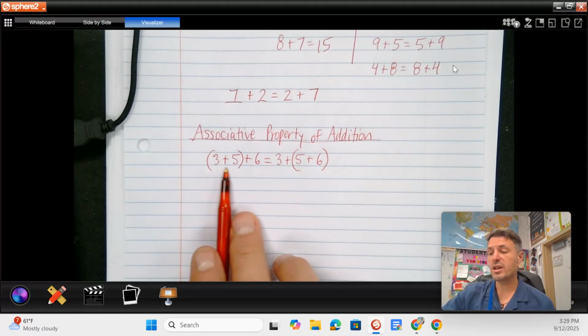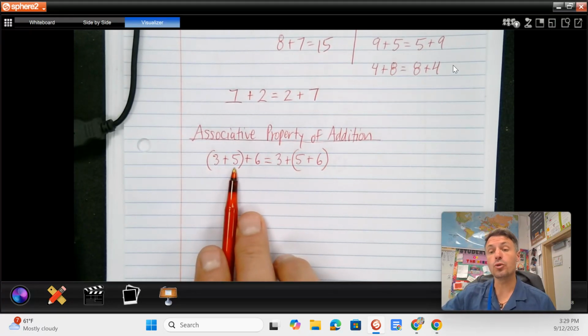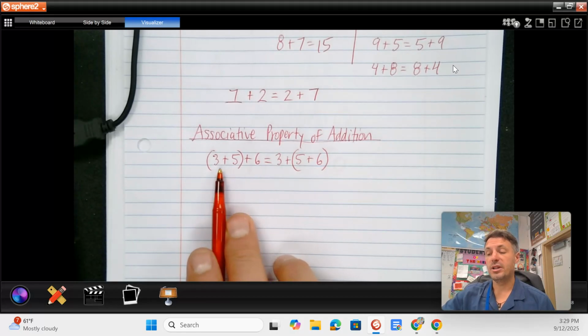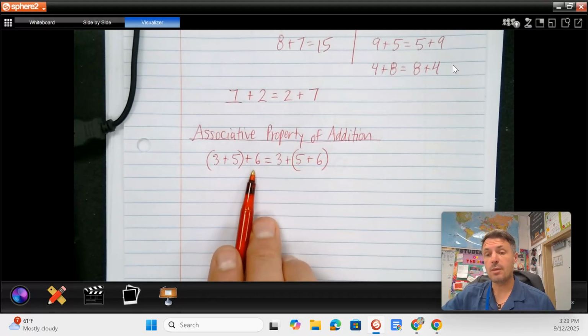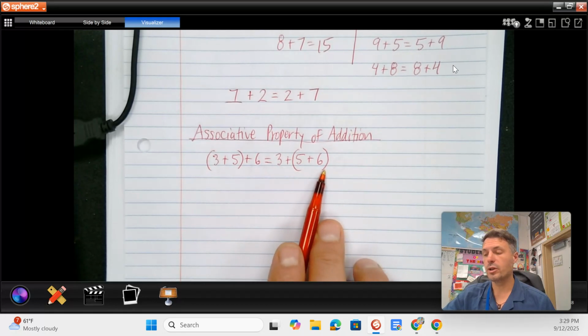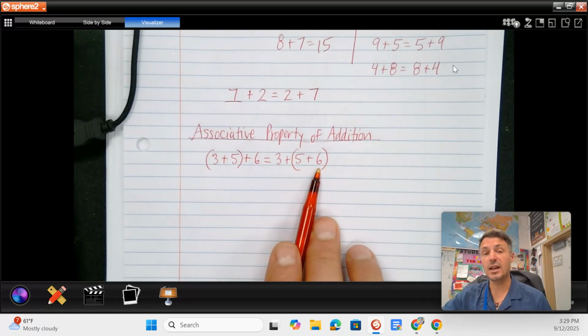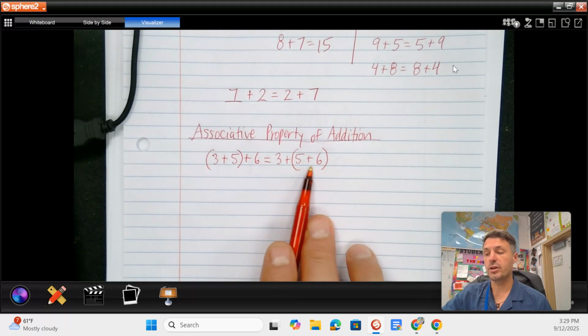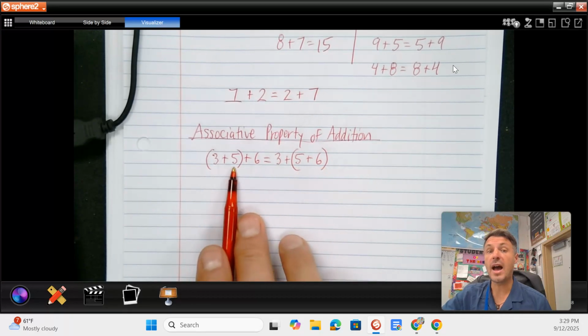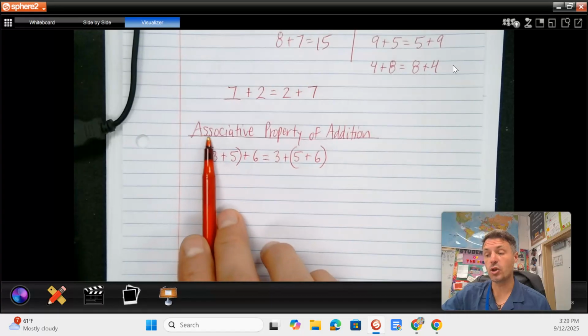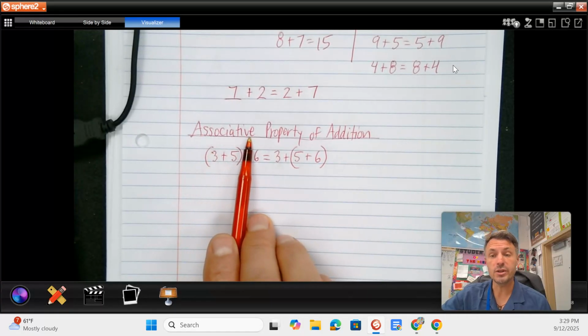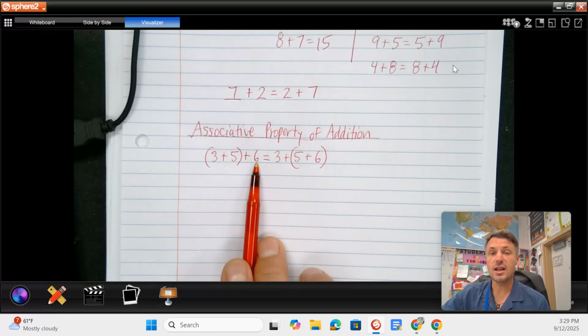So here, the 3 and the 5 are grouped, that means they're in parentheses, but it's still 3 plus 5 plus 6, the same three numbers as over here. But over here, the 5 and the 6 are grouped. They're the ones that are in parentheses. So here, the 3 and the 5 are hanging out together inside of the parentheses. They're associating with each other, the associative property, and the 6 is left out.